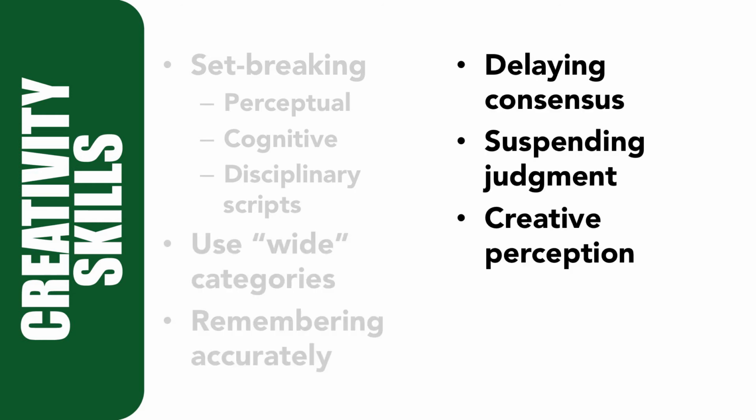Finally, we have a couple of behavioral components here, right? So delaying consensus, which means that you don't try to come up with the solution right away. Suspending judgment, ideas that come in aren't judged and shut down right away, but they're allowed to sit so that you can actually think through that process and see how they might be useful. And creative perception, the ability to take two ideas that seem unrelated and find ways of blending them.